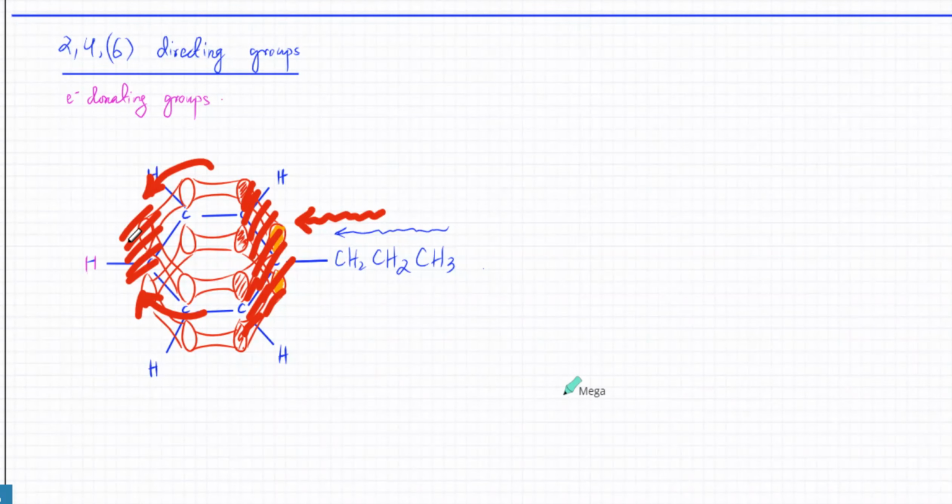So on which of the carbon atoms is the electron density higher? If this is carbon number 1, the one on which the alkyl chain got attached, then the neighboring carbon atom is carbon number 2, right? So it's higher on carbon number 2. On carbon number 3, it's not high. At carbon number 4, it's higher. At carbon number 5, it's not high. At carbon number 6, it's higher. So basically, the electron density is higher at positions 2, 4, and 6.